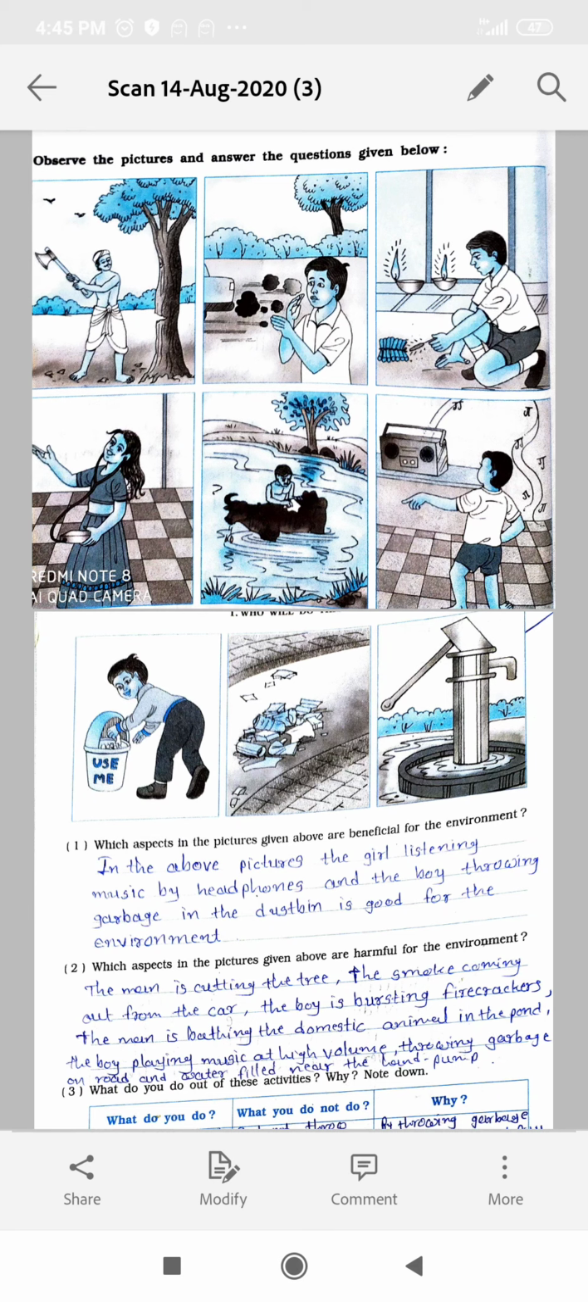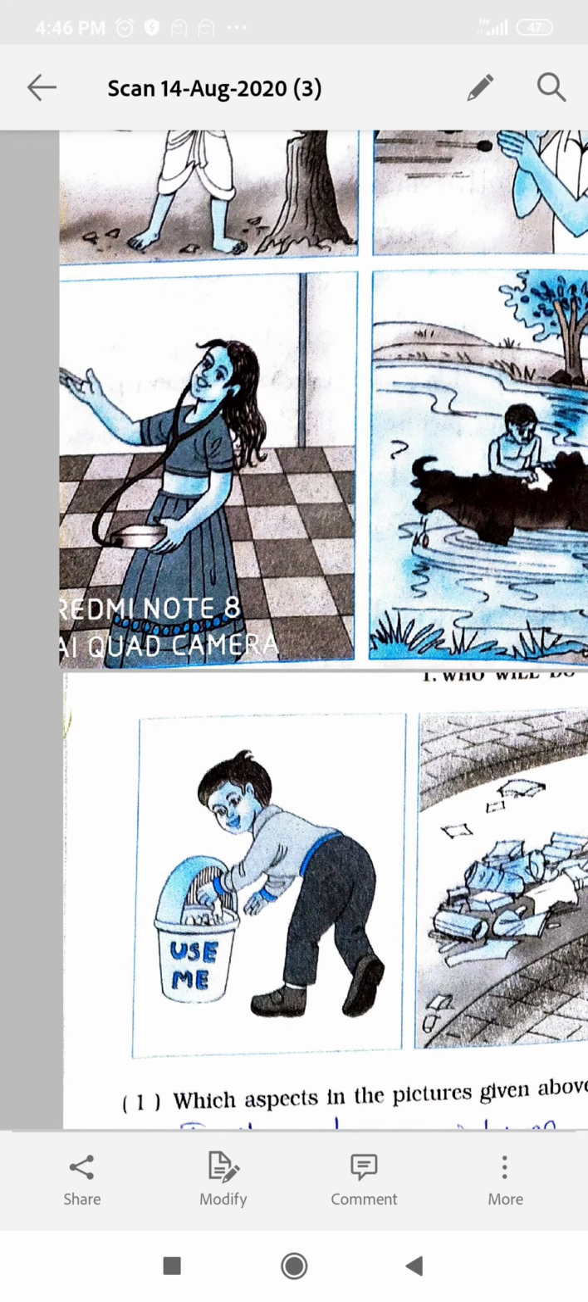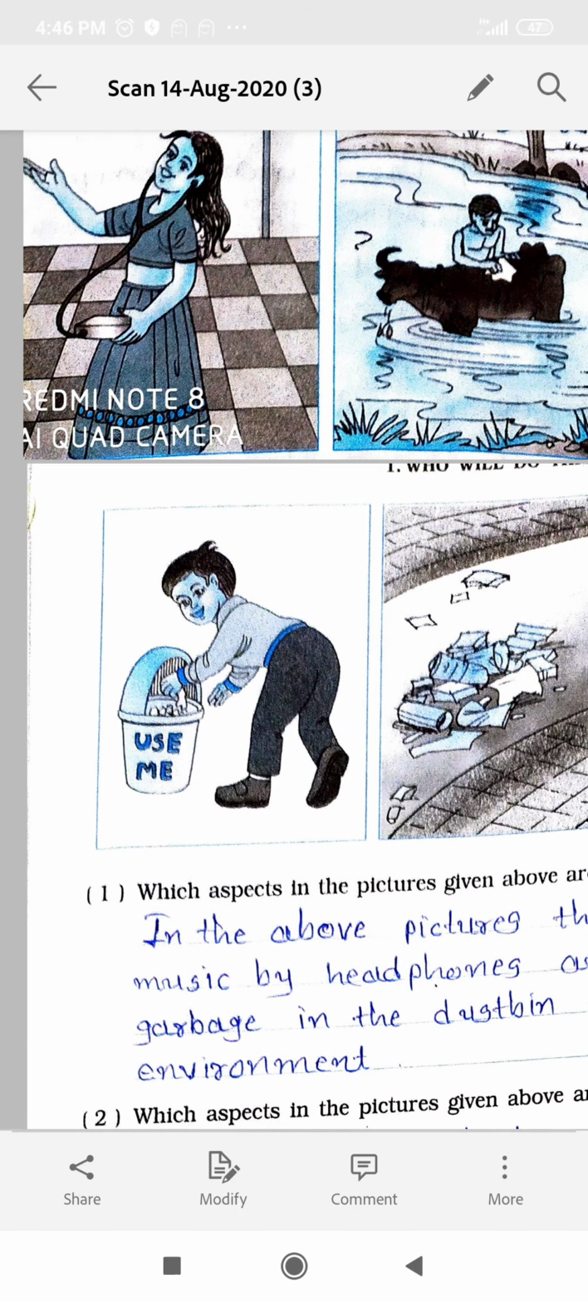Which aspects in the pictures given above are beneficial for the environment? Good and beneficial pictures you can see in the pictures and you have to describe them. Which pictures are beneficial for the environment? So you have to describe these pictures. So which are the good pictures? There are some, find out. Okay, you can see here there are 2 good pictures in all these 9 pictures. First one, the girl, and second one, the one about the dustbin.